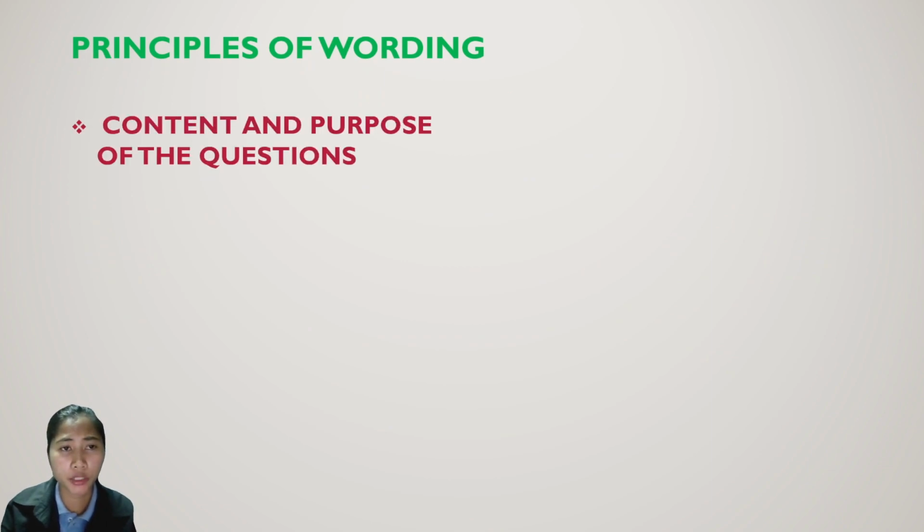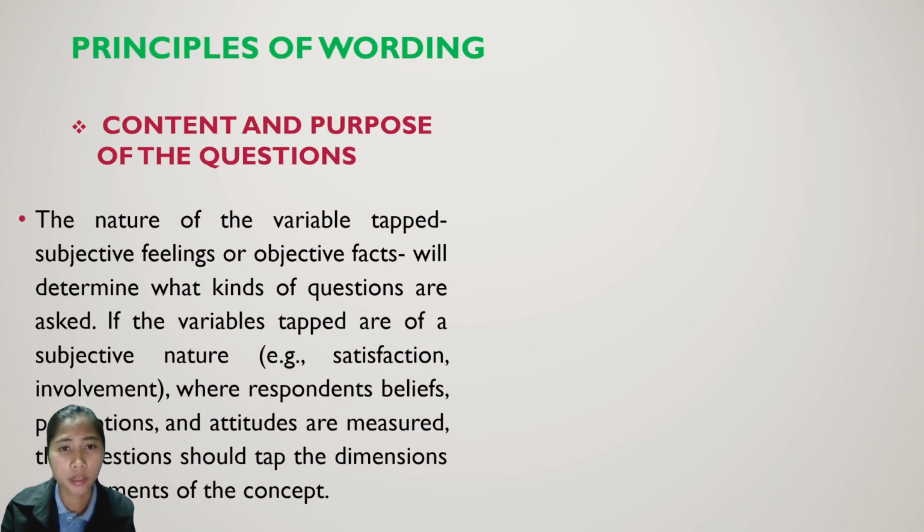Principles of wording. First, we have content and purpose of the questionnaires. The nature of the variable type, subjective feelings, or objective facts will determine what kind of questions are asked. If the variable types are of a subjective nature, such as satisfaction or involvement, where respondents' beliefs, perceptions, and attitudes are measured, the question should tap the dimension of all elements of the concept.